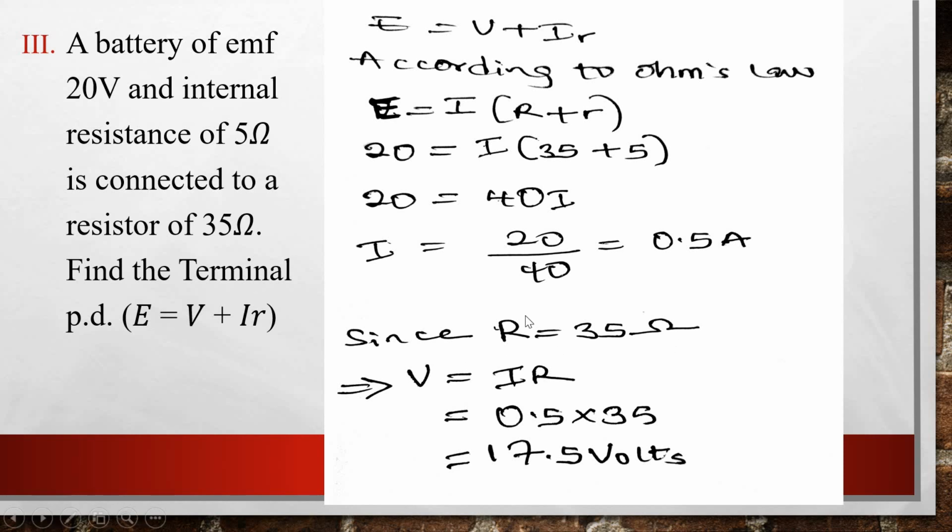So since R, the external resistance, is 35 ohms, and then we know that from Ohm's law, V is equal to IR, and V happens to be this potential difference. That's the terminal potential difference. So at the end of the day, when you substitute, you get that the terminal PD is 17.5 volts.